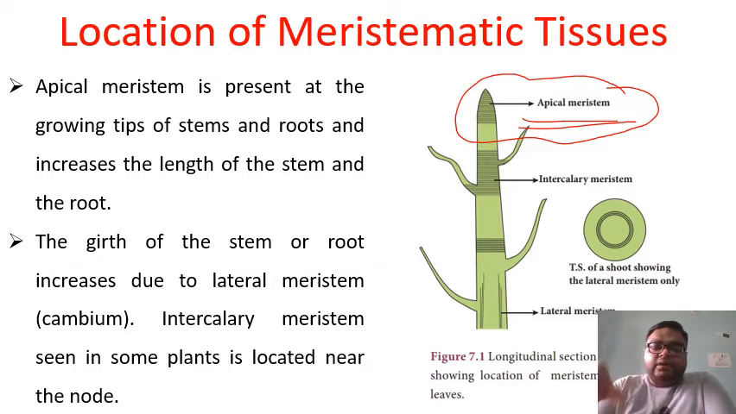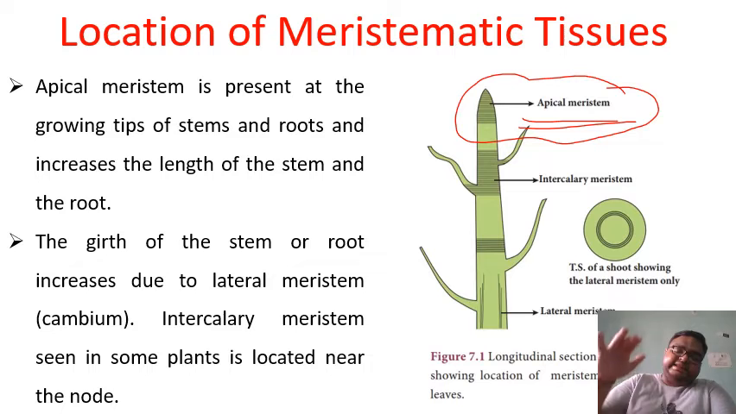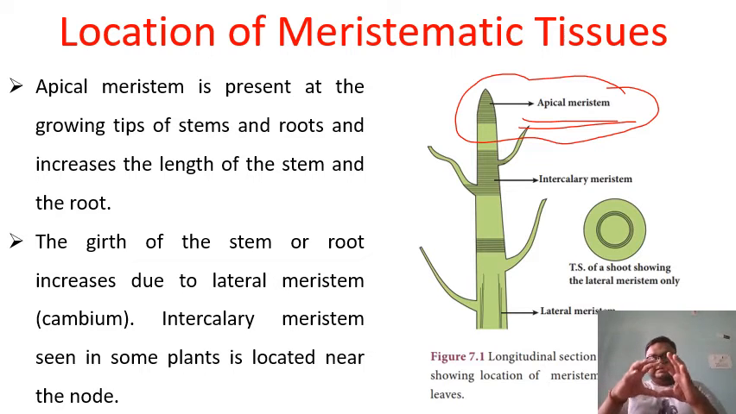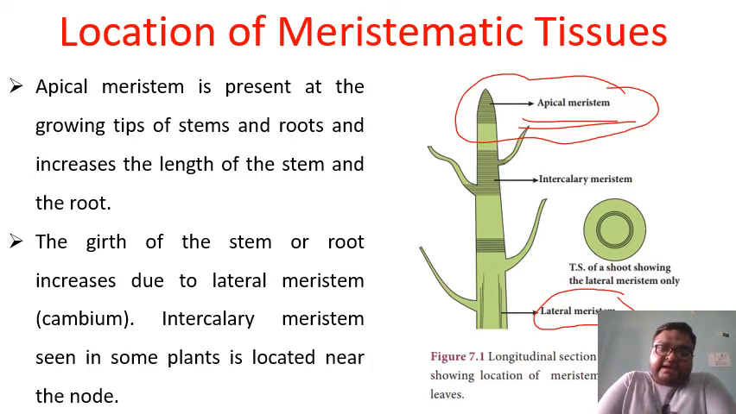Very good. Now when you see the plant growing, you will see that it will increase in height and it will also increase in girth. Okay, it will also increase in thickness. So the thickness of the stem or the girth of the stem or the root increases due to lateral meristem, right? You can see here, this is the lateral meristem, and what it does is increase the thickness of the root and the stem. Is this one clear to all of you?